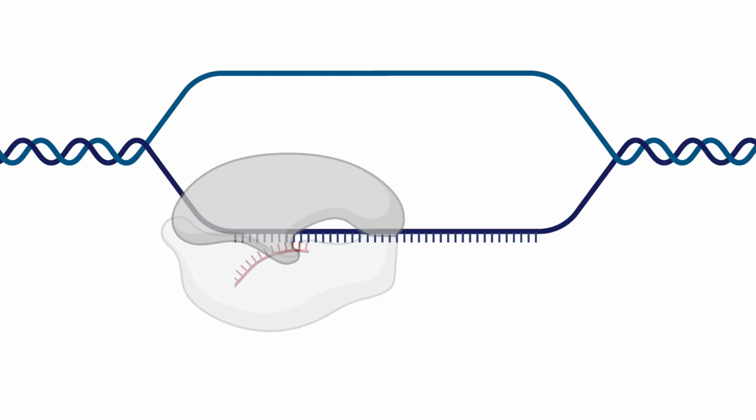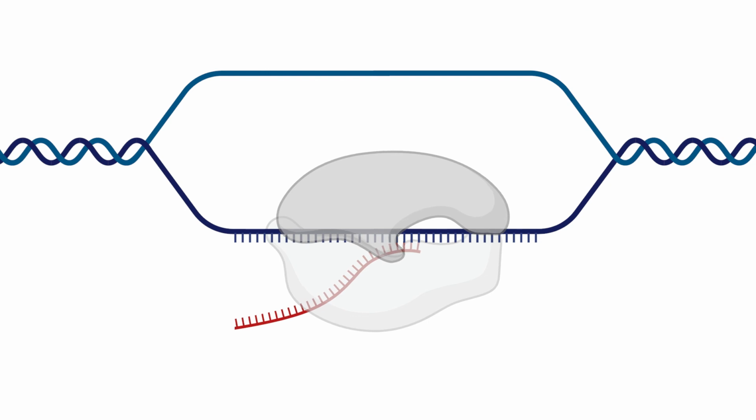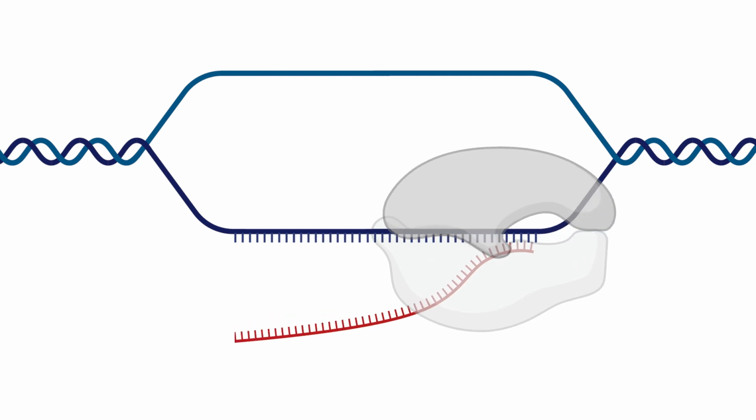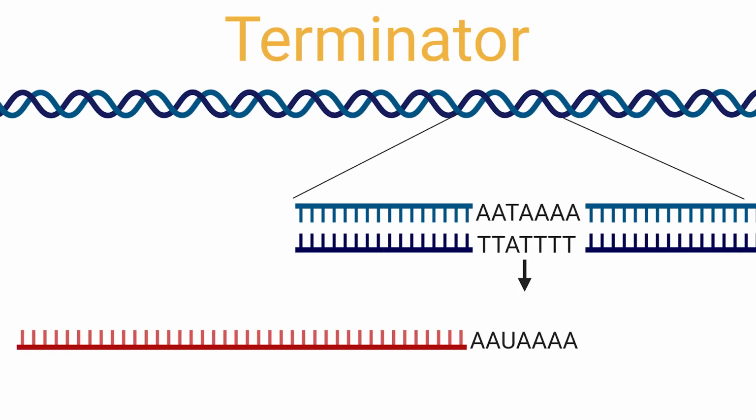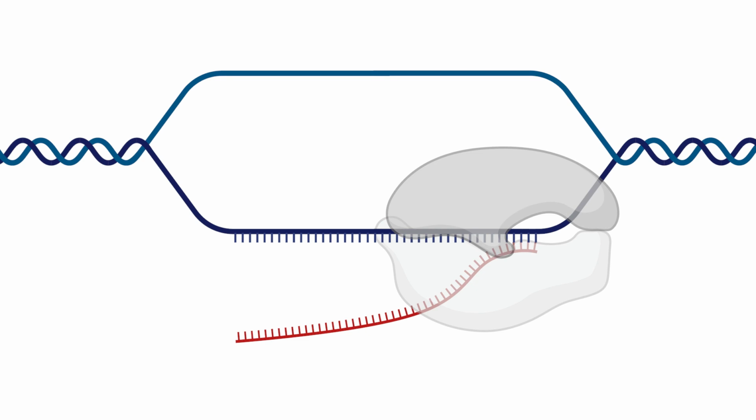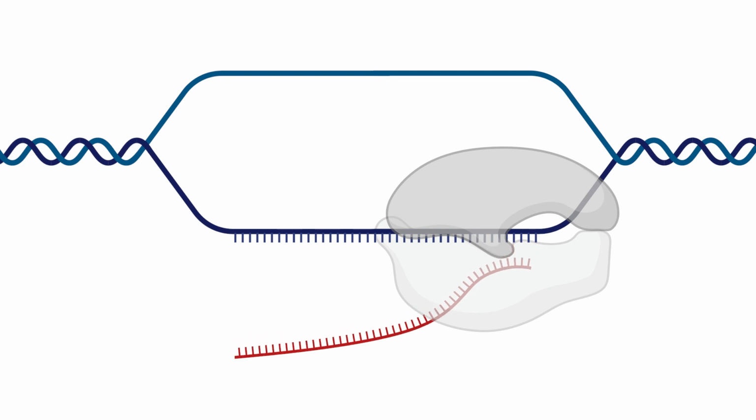Then, just like bacteria, the RNA polymerase 2 transcribes the messenger RNA until it reaches a terminator. In eukaryotes, the terminator is called the polyadenylation signal, AAUAAA. Once the sequence of RNA is transcribed, it binds to proteins that cut the messenger RNA free.